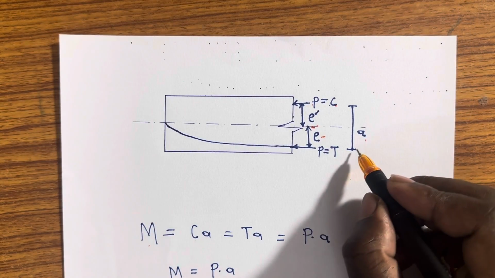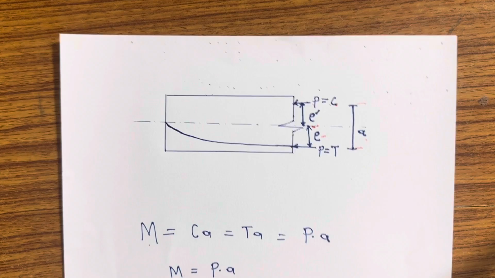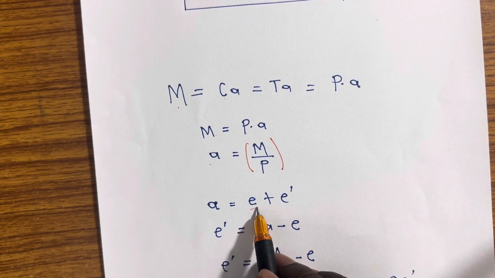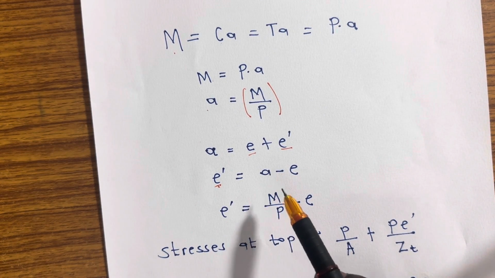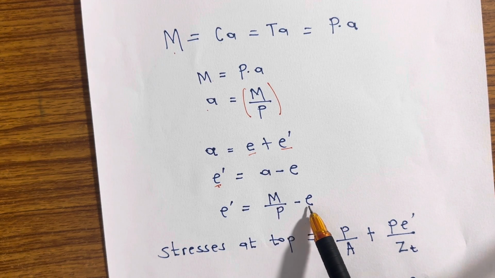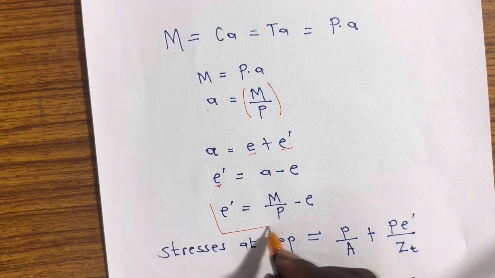Back to the total distance, here is a. So a equals e plus e dash. If I need only e dash, and I know a and I know the eccentricity, I can find my e dash. Remember, that will help you in drawing what we call the thrust line or the pressure line. So you need this value of e dash. If we substitute here, you find that a is M by P, then minus e. So this is how you get your value of e dash.